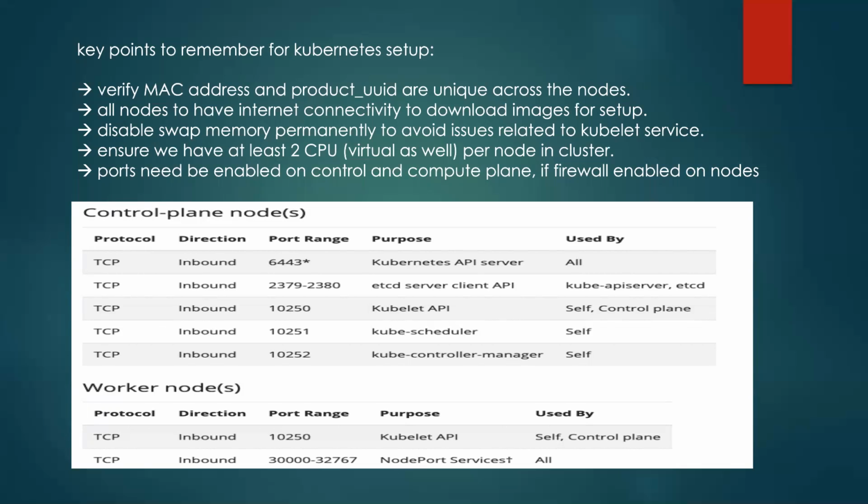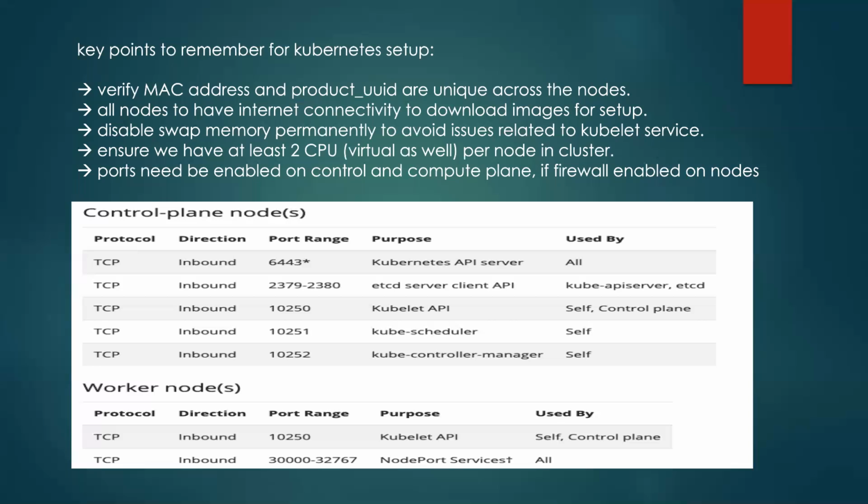Coming to the compute plane, you see there is 10250, which is the kubelet API. As I already told you, kubelet runs on both the compute plane and the control plane, so you can see it in both tables. And then we have 30,000 to 32,767. These are port numbers which need to be allowed. Why? Because when you come across a topic called service, it will enable a dynamic port number, and that port number will be from the range 30,000 to 32,767. This range will be used by your service, and it has to be allowed beforehand, because you don't know which port number will be used dynamically. So from 30,000 to 32,767, you have to enable these port numbers.